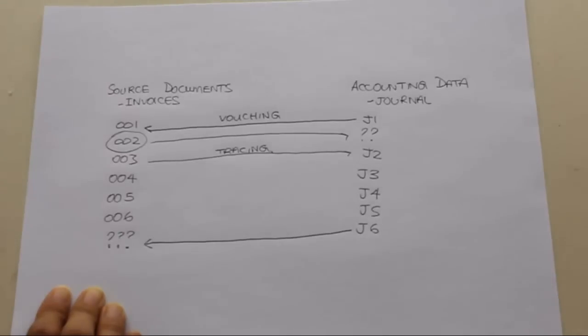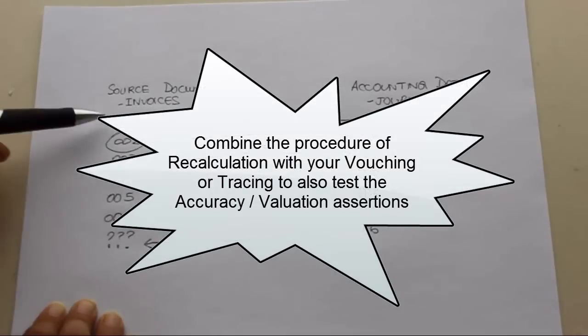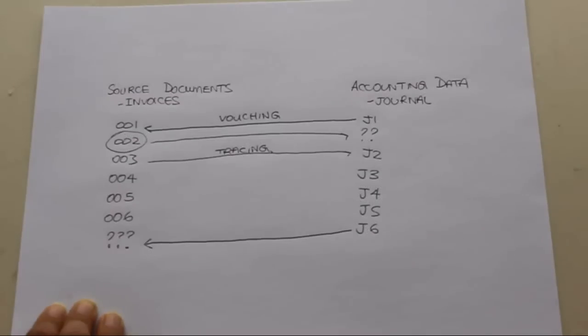So you need to make sure that you don't get those confused. Vouching is for existence and occurrence. Tracing is for completeness testing only. Of course, at the same time, when you're looking at either of these documents, you might test accuracy or valuation by doing calculations at the same time.